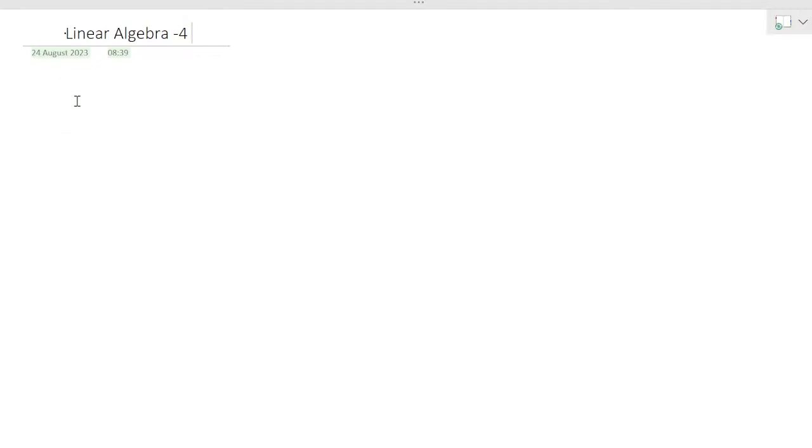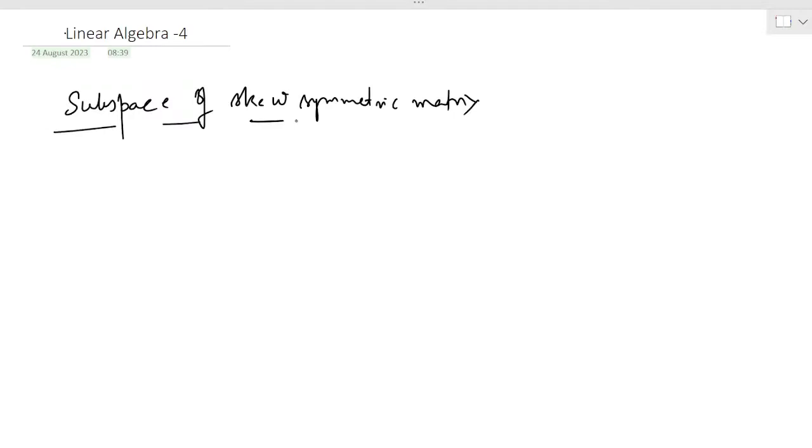Okay, so let us discuss. We have already discussed the subspace of symmetric matrices. Now let us discuss the subspace of skew symmetric matrices. Let us take an easier case. Let us take 2 cross 2 matrices.